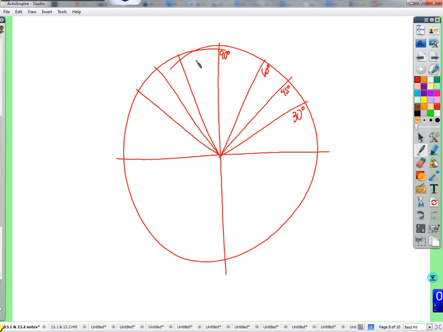30 degrees away from 90, so this is eight more. Nope. That's from here all the way to there. 120. 30 more degrees. How about this one? 45 degrees away from 90. This one? 150. 30 more degrees. There's no big surprise there. 0 degrees, of course.